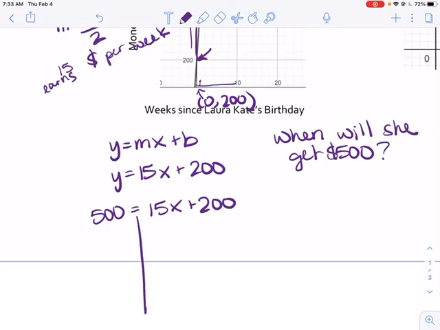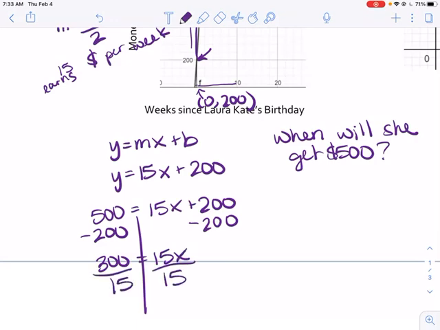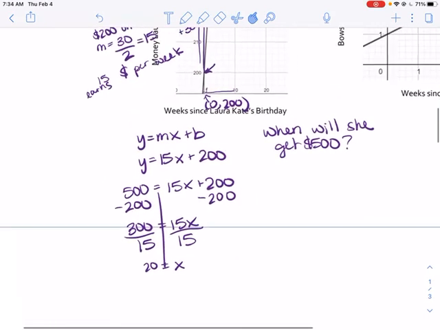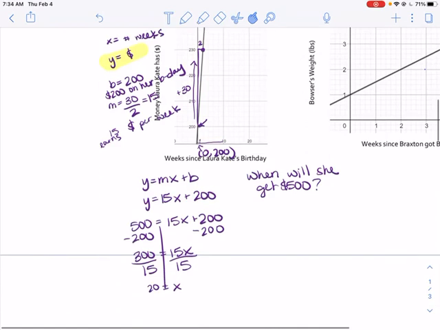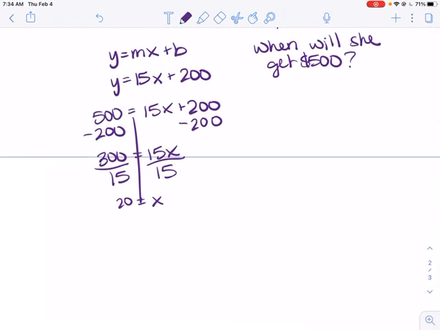So I'm going to go ahead and solve my equation. I undo addition first. And then we're going to divide by 15 to find out what x equals. And 300 divided by 15 is 20. You can put that in your calculator too. So x equals 20. 20 what? Is it 20 days? Is it 20 years? Because that would be lame. Look at your quantity. It's number of weeks. So after 20 weeks. And it was 20 weeks since her birthday.